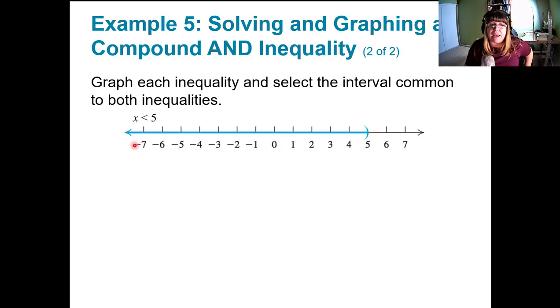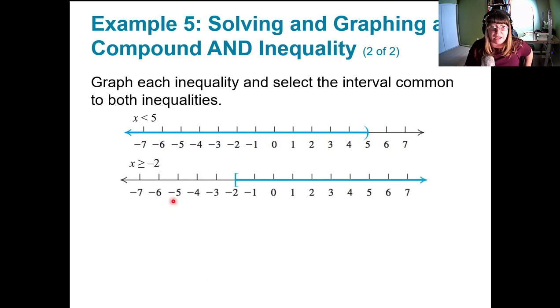Now here's what we have. X is less than 5. I'm not including 5, but it goes to the left. X is greater than or equal to -2. I do include -2 and I go to the right.